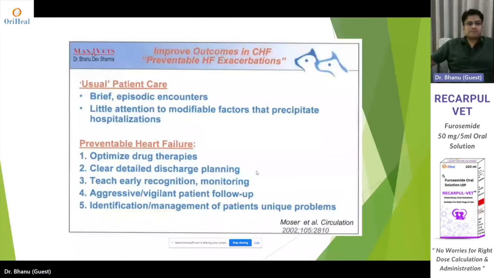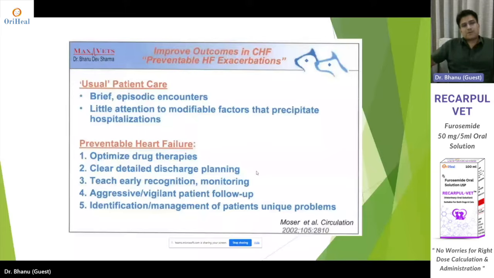So you have to give importance to the usual patient care when it comes to management of CHF in cats. You have to optimize the drug therapies. There is no single standard drug therapy. It depends on the clinical symptoms. It depends on the disease.